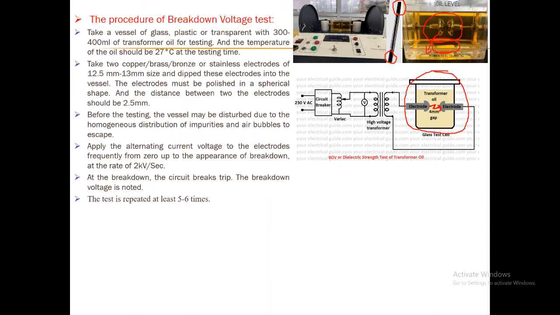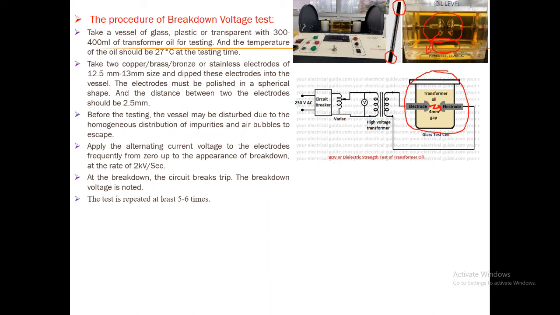That needs some kind of external force, and that external force can be provided by this stirrer. After the first breakdown, the stirring process will be done for at least 1 minute, so that we can remove the contaminants from the surface of the spark. Afterwards, we have to switch off the stirrer, and again wait for 1 minute until the liquid gets settled. Normally the test is repeated at least 5 to 6 times.